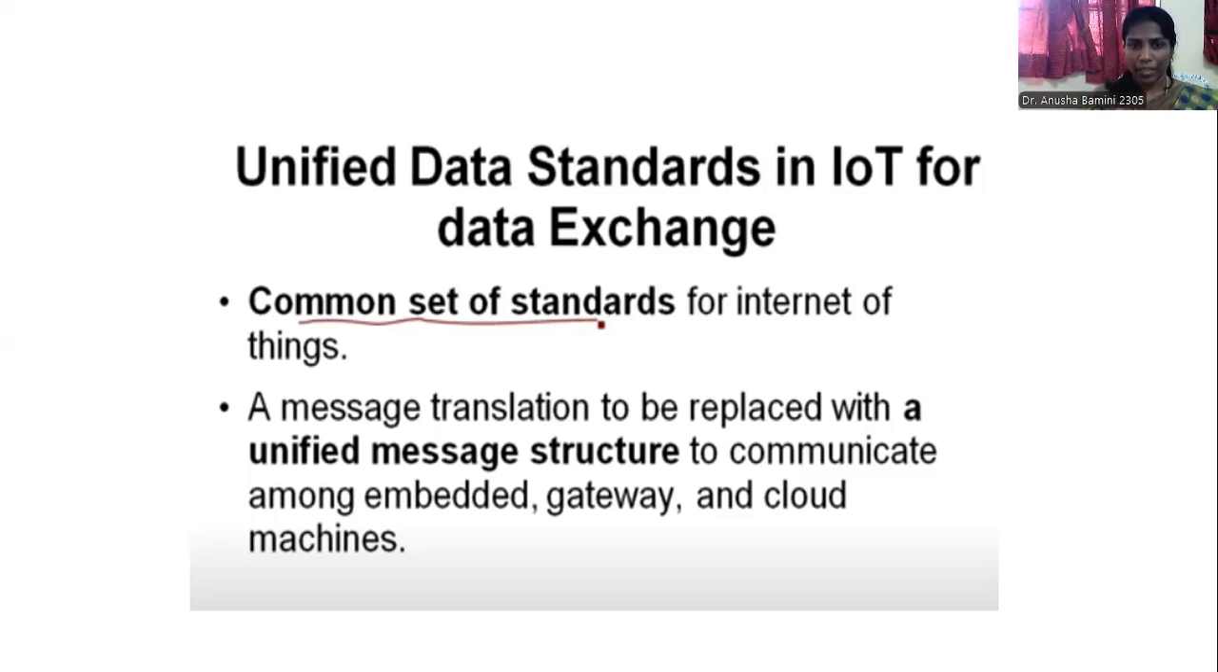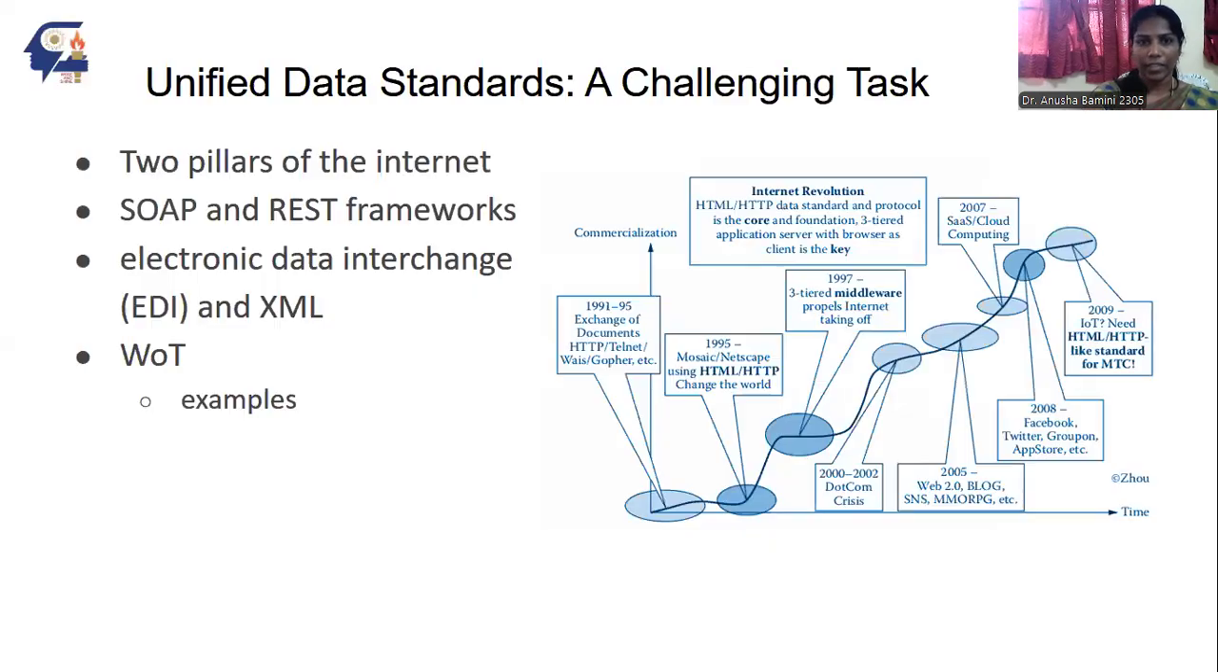So there is a mandatory need of a unified message structure. This structure is called a common set of standards. The name for this is unified data standards. So there is a need of unified data standards in IoT for data exchange purposes, because every device has different types of data format. We are transmitting the data to the cloud or wherever for further processing, so it is needed to define unified data standards. That's why we are learning this topic.